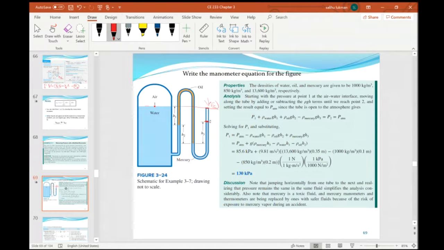So you have the pressure here, say P2. When you go down, you add mercury, plus gamma of mercury times H3. When you go up to this point, which is H1, which is oil, you subtract, so that is plus gamma oil, but the height is H3 plus H1. Okay, H3 plus H1.